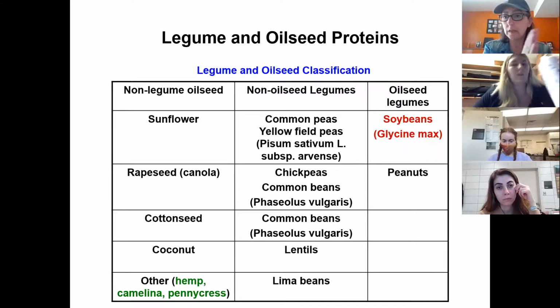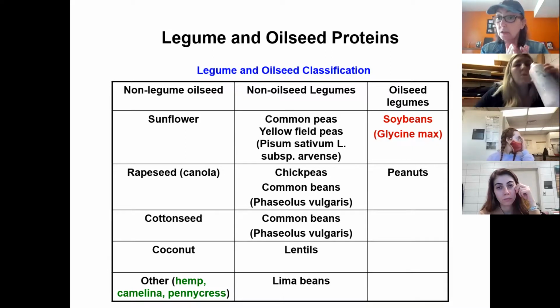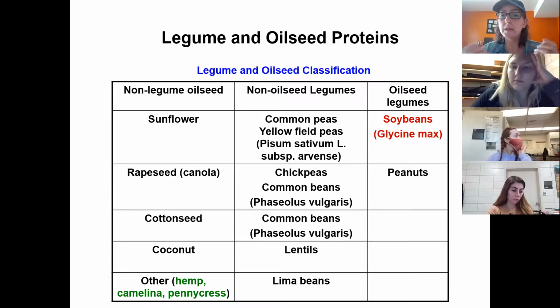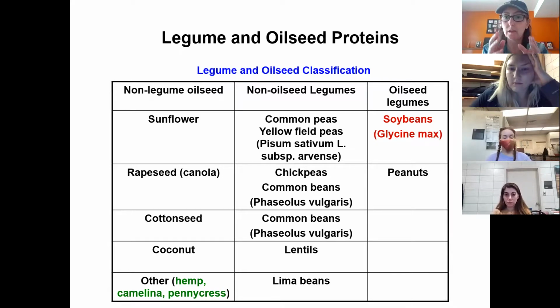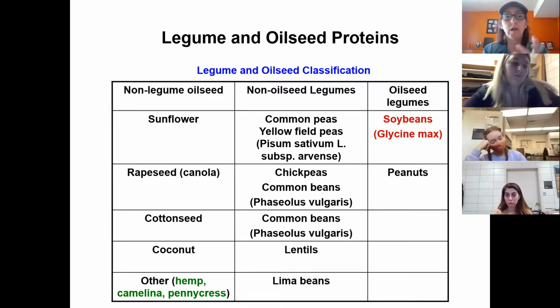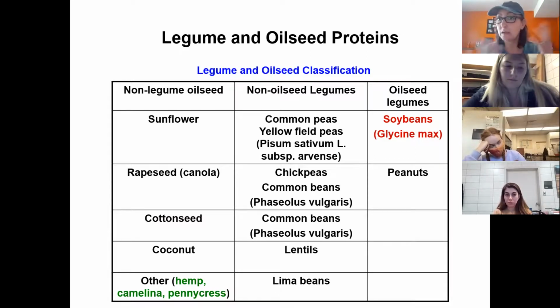Non-oil seed legumes are usually starchy and have low fat content. Examples are your peas, chickpeas, beans, lentils, and so on. These are the starchy legumes, non-oil seed. And then you have the oil seeds that are not legumes, such as sunflower, rapeseed, canola, which is the genetically modified version of rapeseed, cottonseed, coconut, and others, such as some of those that we work on in the lab, like hemp, camelina, pennycress.